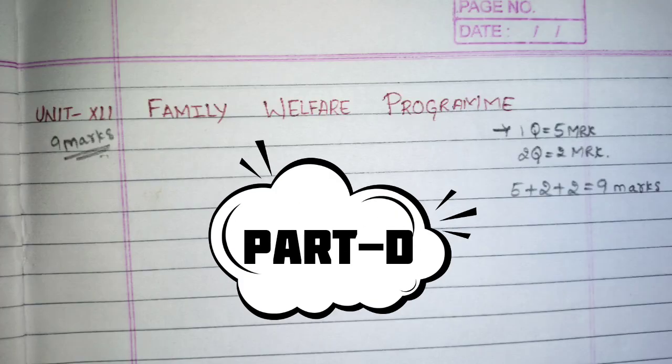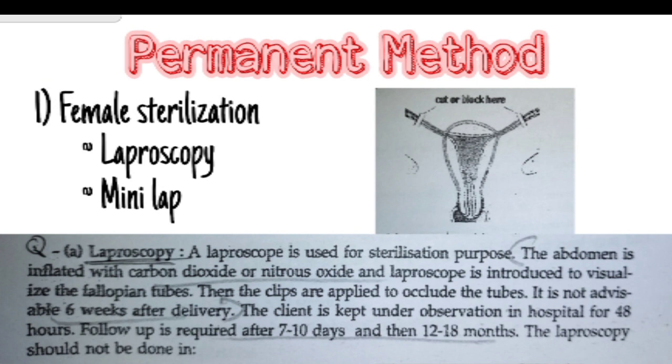It's Unit 12 Part D. We have completed the temporary methods in family planning. Now we will focus on the permanent methods in family planning. In this permanent method, we have two types. One is female sterilization and the other is male sterilization. These are the two types. And first, let's see female sterilization.